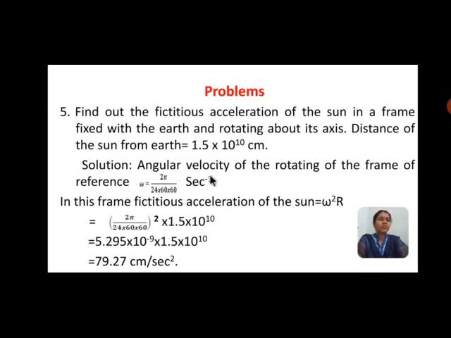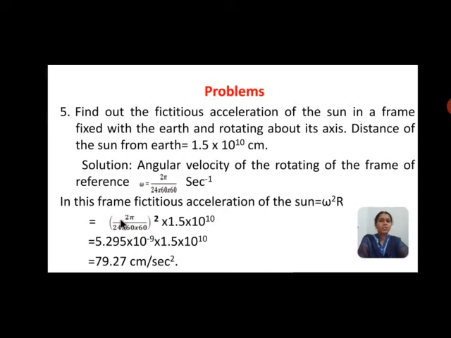As we know, the angular velocity of the rotating frame of reference is given by omega is equal to 2 pi divided by 24 into 60 per second. So in this frame, the fictitious acceleration of the sun is given by omega square into r here. Substitute now. Omega is nothing but this value. Take this value to the square into r. Only the distance is given here. The capital R value is given. That is 1.5 into 10 to the power of 10. So again do the cross multiply. Again do the calculation here. You will get 79.27 centimeter per second square. So this is the fictitious acceleration of the sun here.